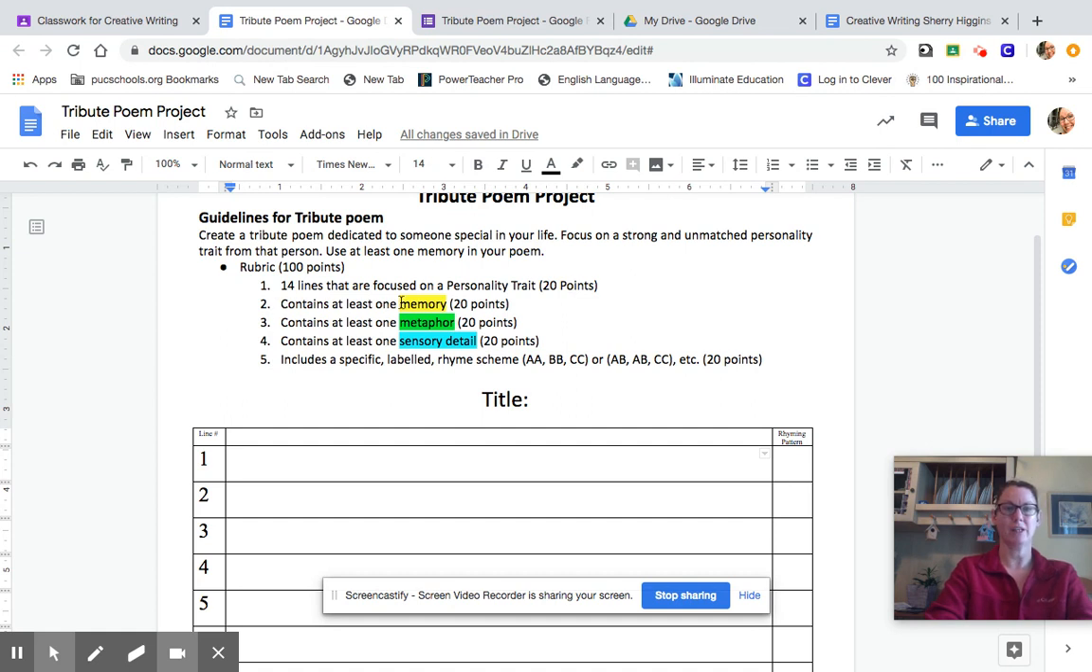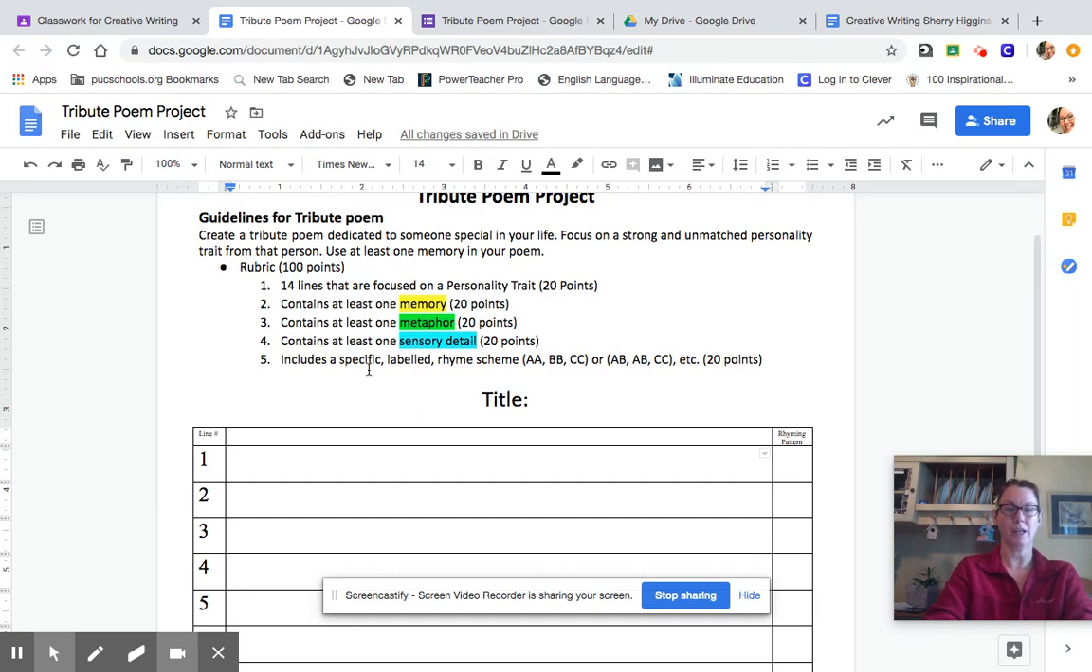And then you must have at least one memory in your poem. That's 20 points. And please highlight the memory in yellow. And then you must have at least one metaphor in your poem. So if you need to remember what a metaphor is, go back and look at your note takers for poetry terms, but one metaphor highlighted in green, and that'll be 20 points. And then you have to have one sensory detail. Remember, sensory details refer to the 5 senses: sight, sound, taste, touch, smell. And highlight your sensory detail in blue, and that's worth 20 points.